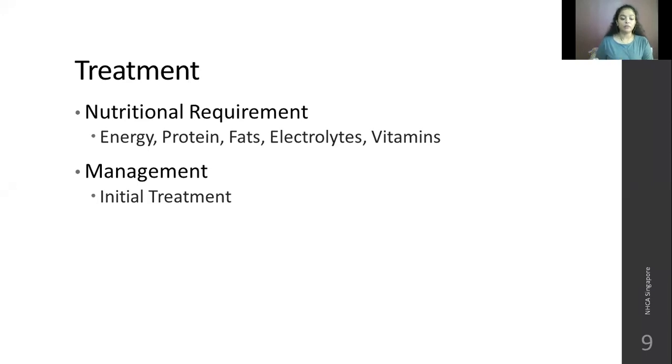After initial treatment, the second stage is rehabilitation. This will be done in the regular general wards. Intensive feeding is given, calculated feeding within 2 hours. This has to be given.